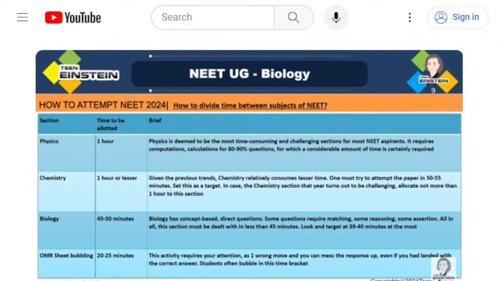So physics, you know that is the most time consuming and challenging section for most of the students. Because you know that in physics you will get problems, so you need time for calculations, and that kind of questions will take so much time. Right? And for chemistry, that also may take 1 hour or less than 1 hour.